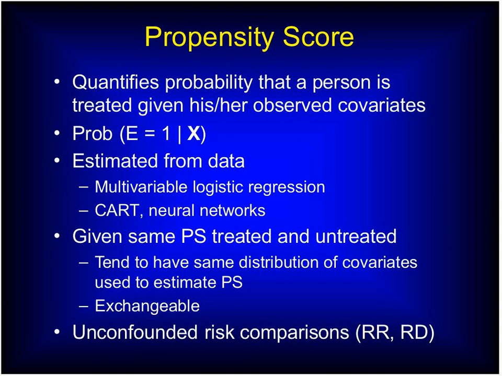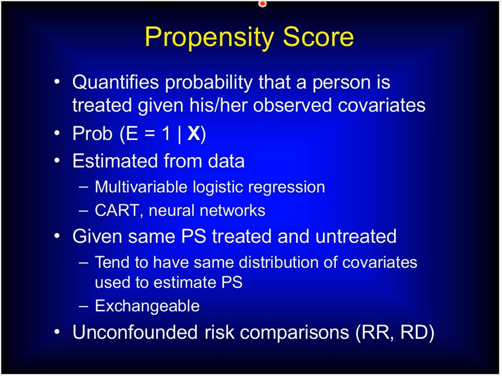So the propensity score essentially quantifies the probability that a person is treated given his or her observed covariates. So it's the probability of the treatment is 1 given the x, which is here a vector of covariates. The propensity score is estimated from the data very often using multivariable logistic regression, but other means can be used to estimate propensity score. None of these means have been shown to be generally superior to multivariable logistic regression, so I think that's still the standard method.